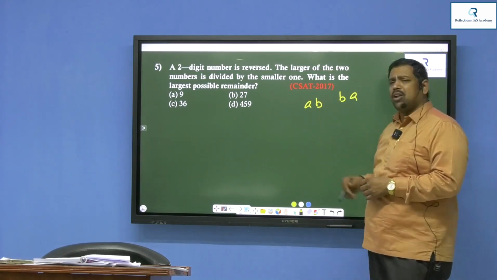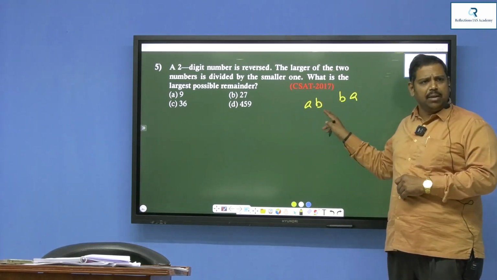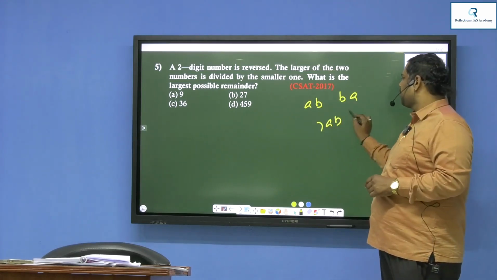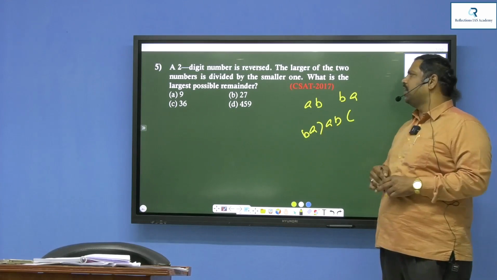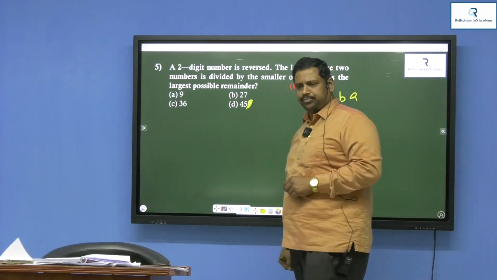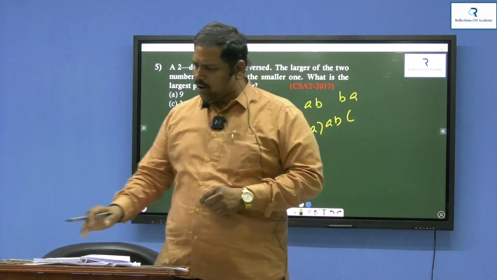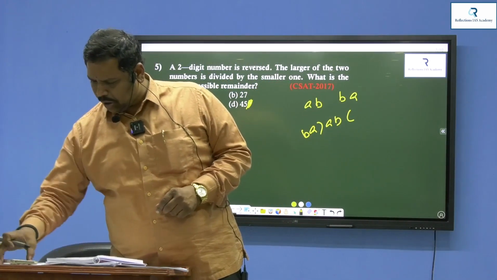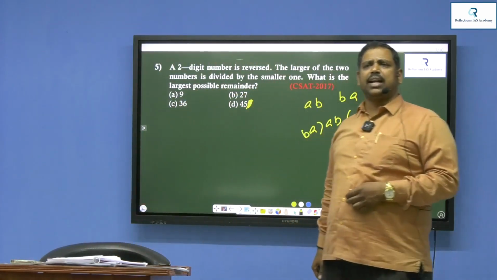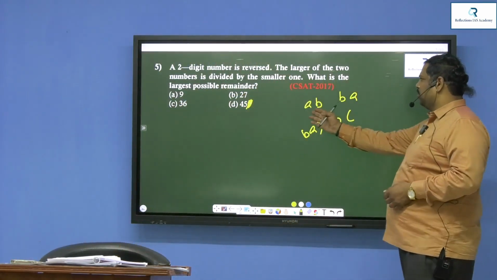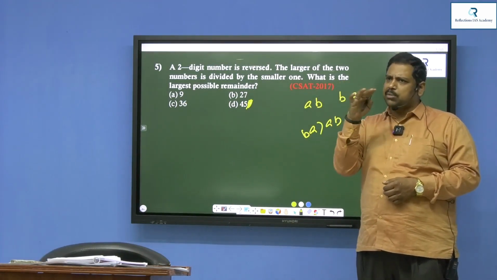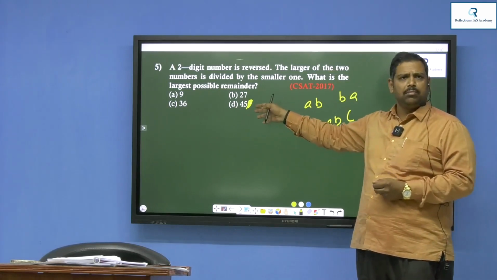So, shall we take AB is the larger one? Between AB and BA, definitely one is larger, right or wrong? If I take AB is larger, I am dividing with BA. I am dividing with B. Actually, this 9 is extra. You can easily find it, strike it out because 2-digit number means maximum of 99. If you divide, the remainder will be maximum of 98. 459 is not possible. Okay, good.